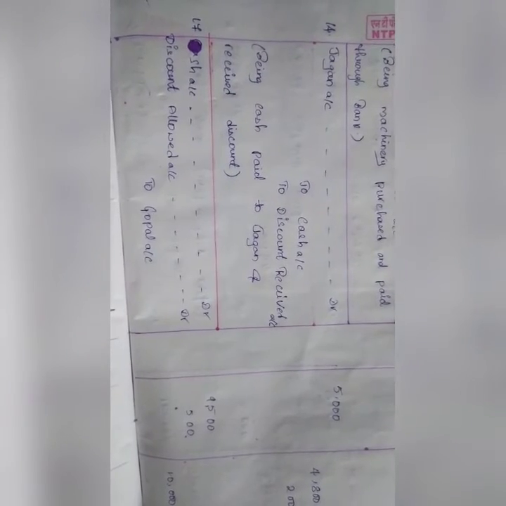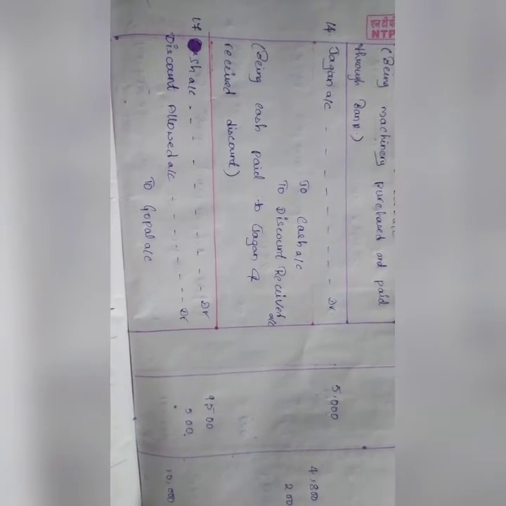Next transaction is on May 9th. The transaction is machinery purchased and paid through bank. Transaction is machinery account debit to bank account. Amount is rupees 2,000. Narration is being machinery purchased and paid through bank. On 14th, cash paid to Jagan.